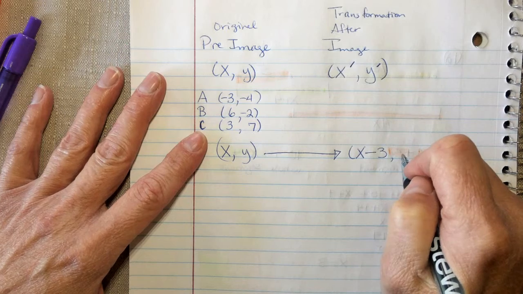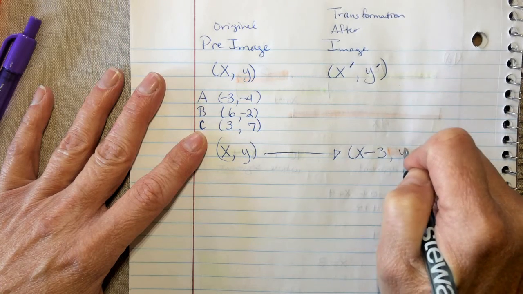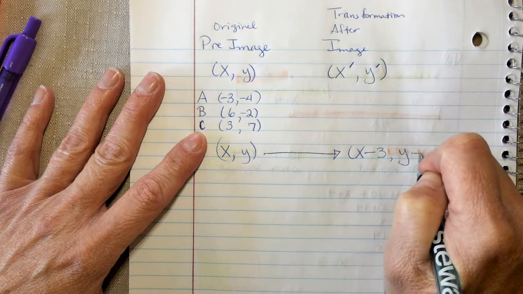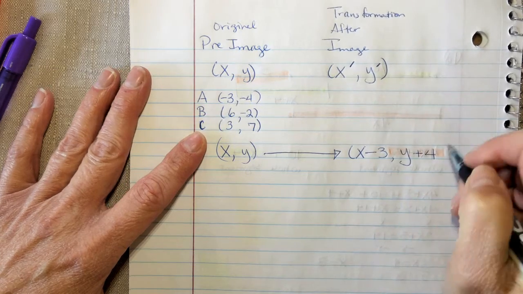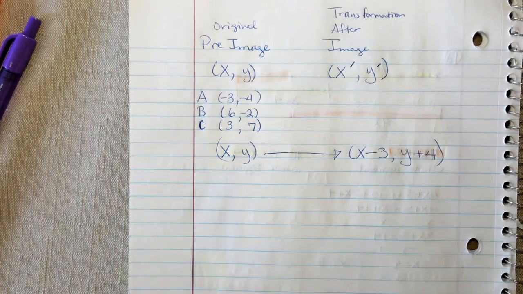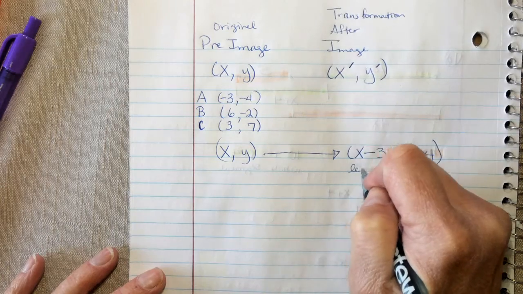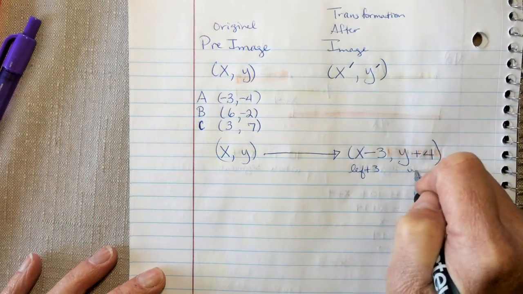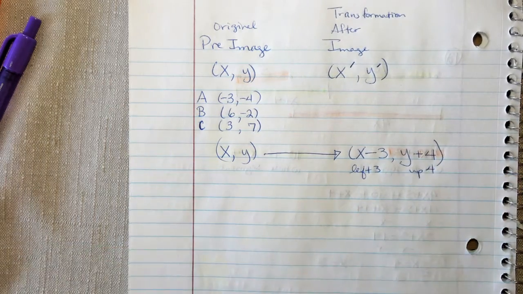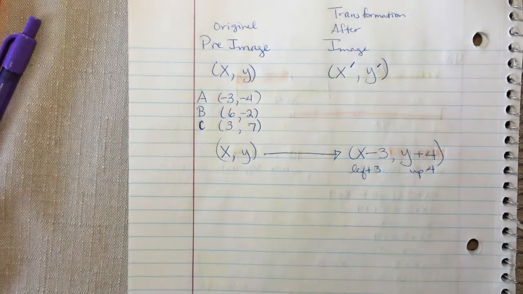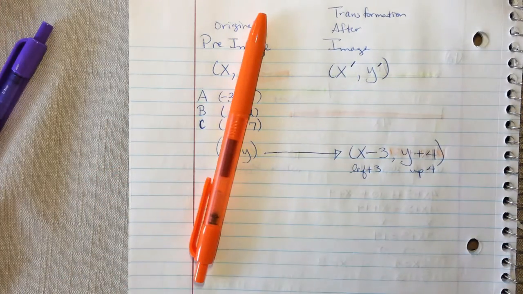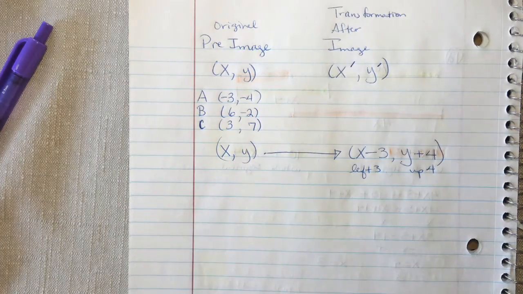And I want to take every single one of our Y numbers, and I want to move them 4 steps up. So up 4 is a positive 4. So I'm going to remind myself, left 3, up 4. Okay, what I'm doing, pen is gone. I'm going to switch over to my image, my transformation.